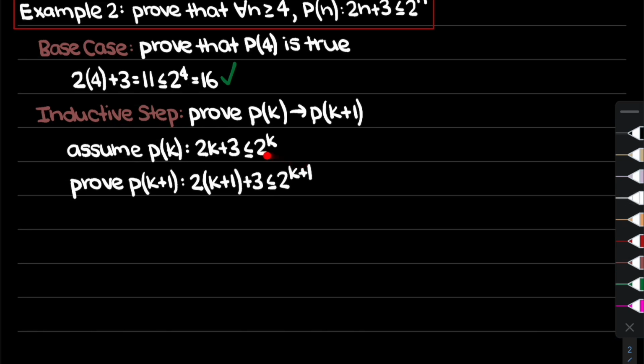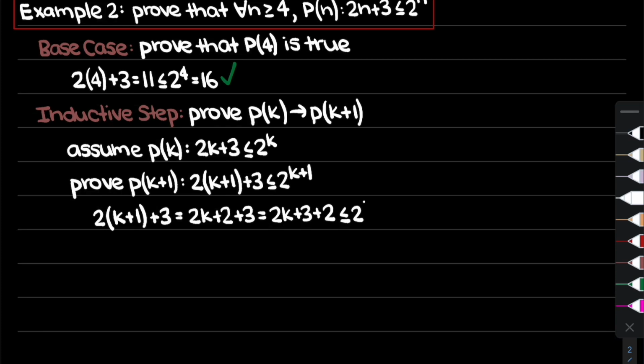In order to show that this equation is true, we're going to start with the left-hand side, which is 2 times (k plus 1) plus 3, which is 2k plus 2 plus 3, which is the same as 2k plus 3 plus 2. Recall from our inductive hypothesis that 2k plus 3 is less than or equal to 2 to the k, so it follows that 2k plus 3 plus 2 is less than or equal to 2 to the k plus 2. To reiterate, we know that this term is less than this term from our inductive hypothesis, so the left-hand side must be less than or equal to the right-hand side.